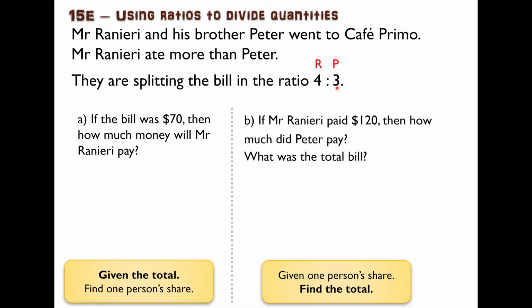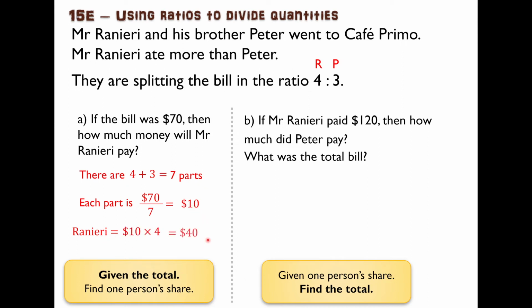The 4 is for Aneri, the 3 is for Peter. And how much money will Mr. Aneri pay? $70. 4 plus 3 is how many parts? 7 parts. So I'm going to split the $70 into 7 parts. Each part is worth $70 divided by 7. So each part or each pile is worth $10. Now, Mr. Aneri pays 4 parts at $10 each. So Mr. Aneri will pay $40. And Peter will pay $10 times 3.